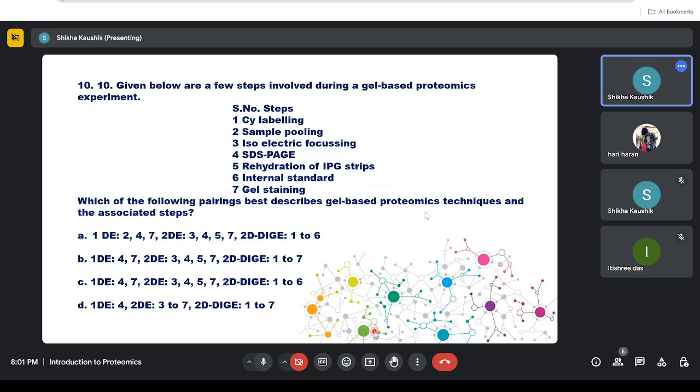Last question. Given below are a few steps involved during a gel-based proteomic experiment. Step 1 is CY labeling, step 2 sample pooling, 3 isoelectric focusing, 4 SDS PAGE, 5 rehydration of IPG strips, 6 internal standard, 7 gel staining. You have to tell which of the following pair best describes the gel-based proteomics technique and associated steps. So which steps go with one-dimensional, which with two-dimensional, and which with two-dimensional differential in gel electrophoresis.